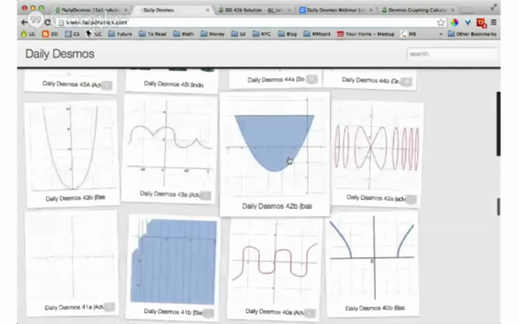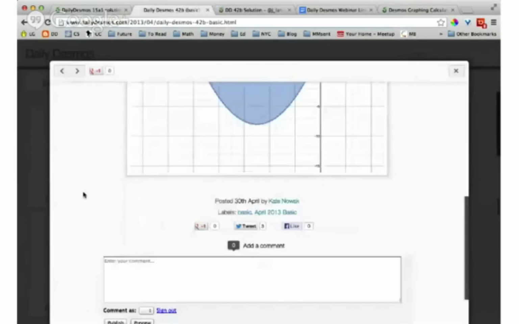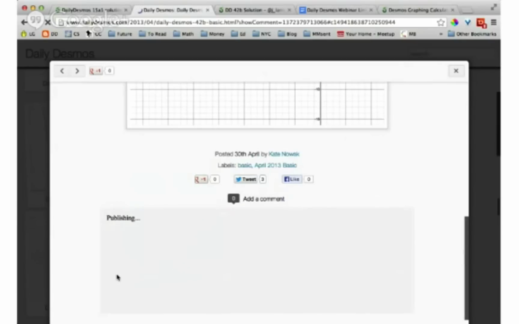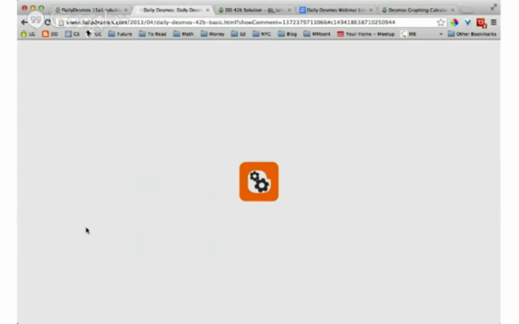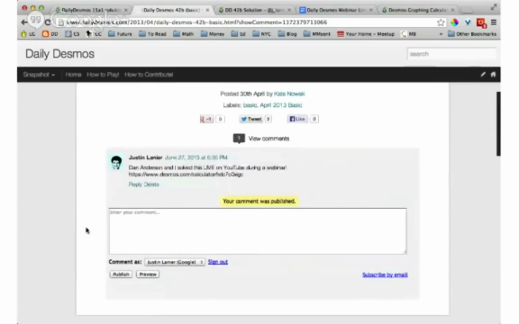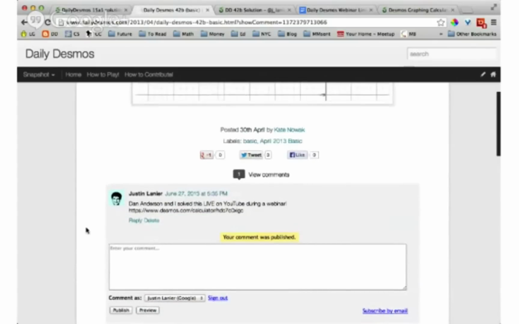So if I go to Kate's, which actually has not had a solution posted, so then I can go here and post the link. There it is. And now other people can come, and if they're stuck, then they can look and see what we did, or they can compare their solution to ours once it's done.